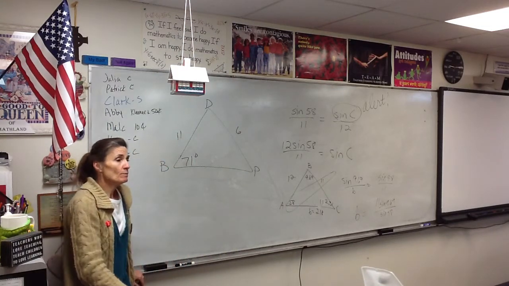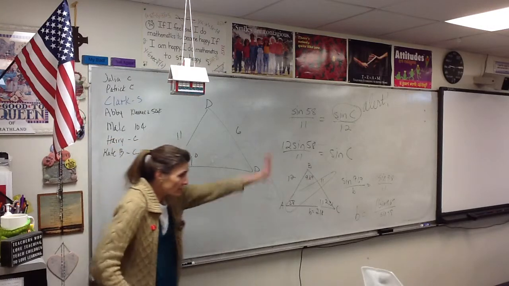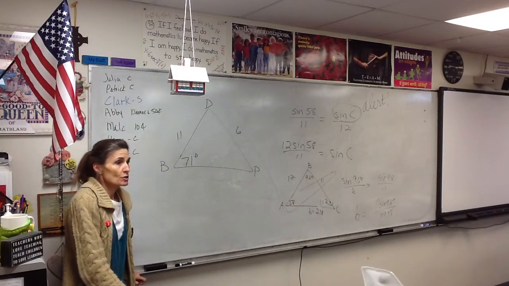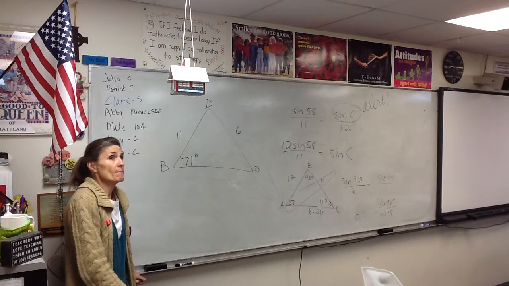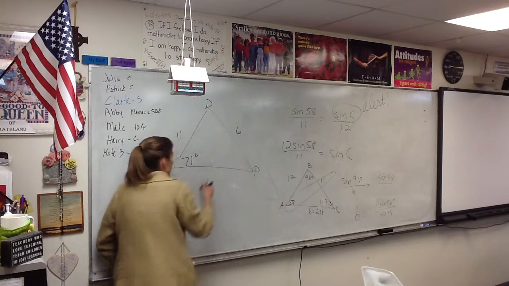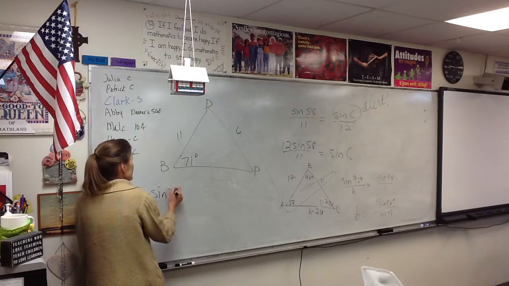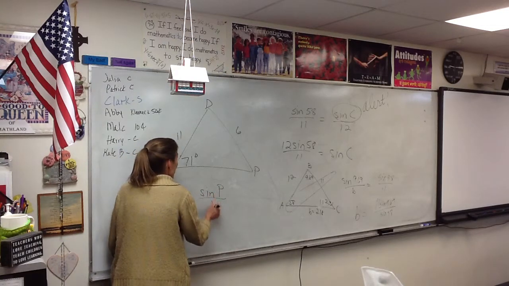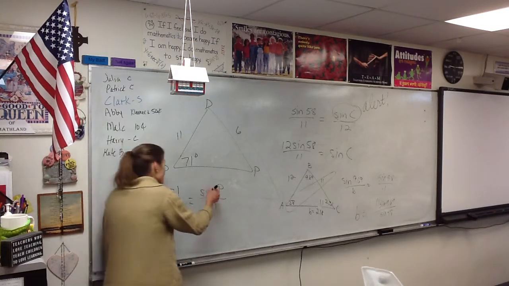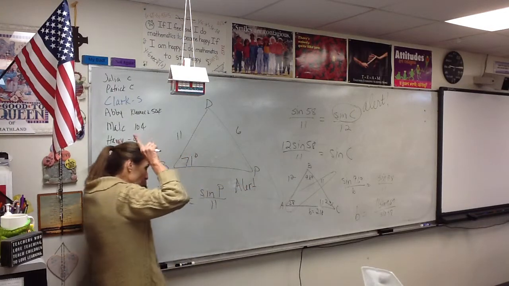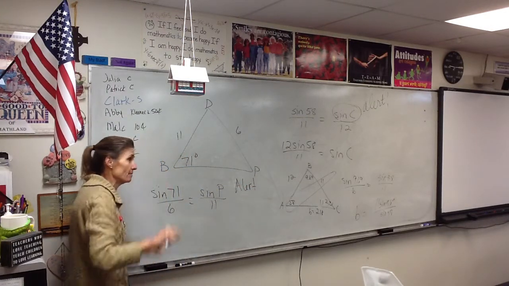All right, here we go. You're walking down the hallway, you find this triangle, you have to solve it. So you immediately think, okay, am I going to use the law of sines or the law of cosines? You're going to use the law of sines. So you're going to say sine 71 over 6 equals sine p over 11. But the minute you write this down, you say, whoop, whoop, whoop. Right? Little antenna.